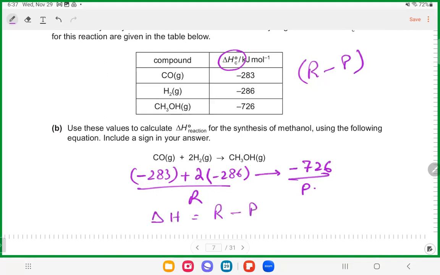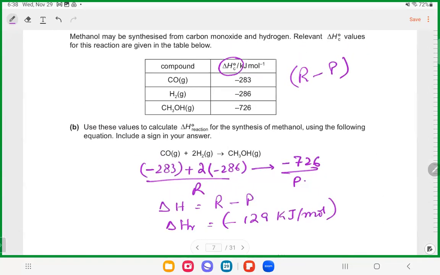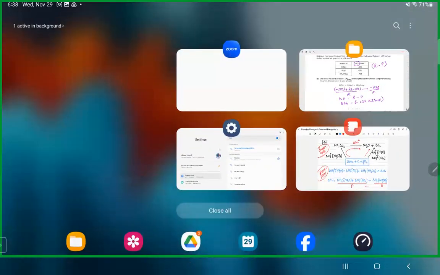Reactant minus product, delta HR is equal to minus 129 kilojoules per mole. ठीक है, ये तो मैंने इसलिए आपको बताया कि whenever you have to solve these type of question, make sure that you look at the data given. If the data of formation is given, product minus reactant. If the data of combustion is given, it's always reactant minus product. Let's do this one in detail first.